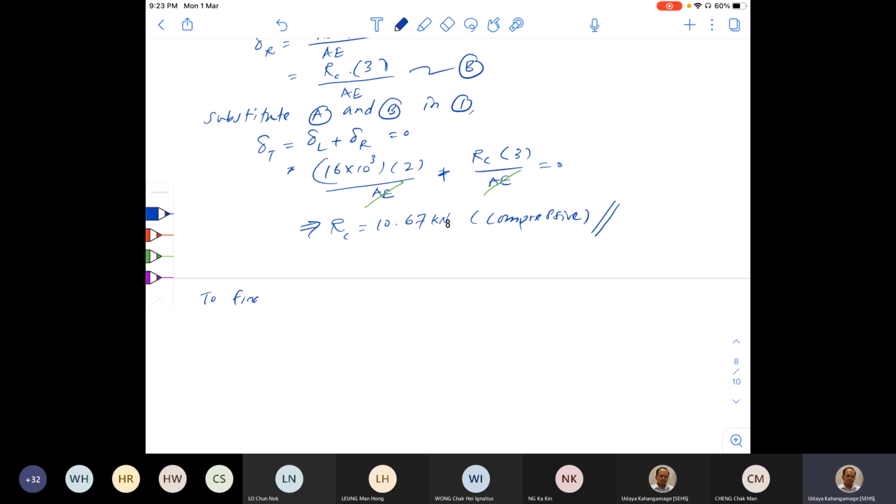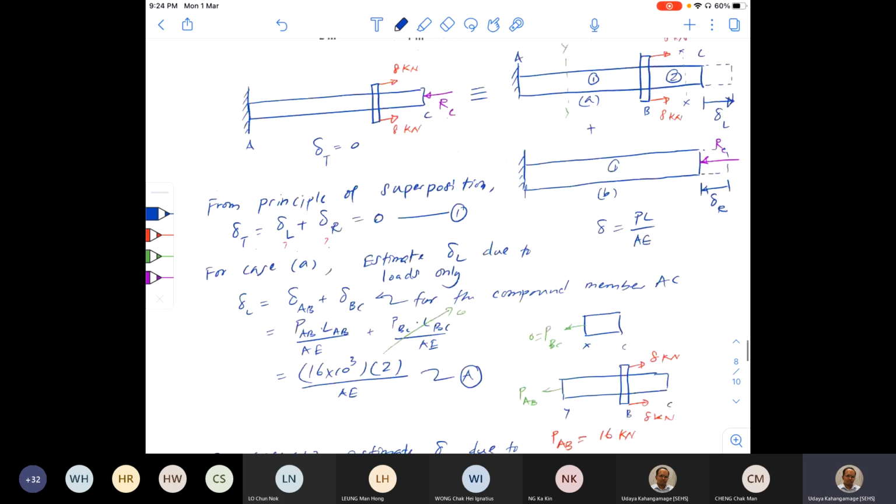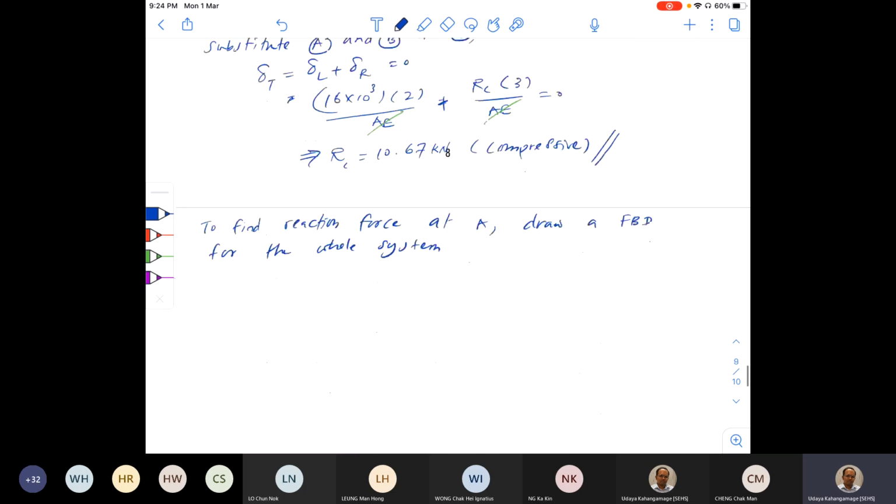To find the reaction force at A, FBD for the whole system. So if you look at the whole system, now I'm going to replace A with the reaction force there.